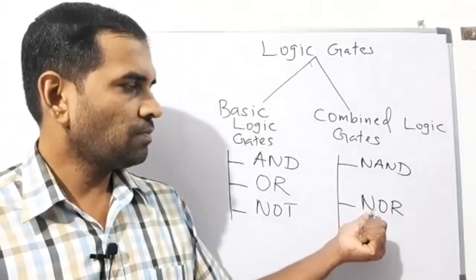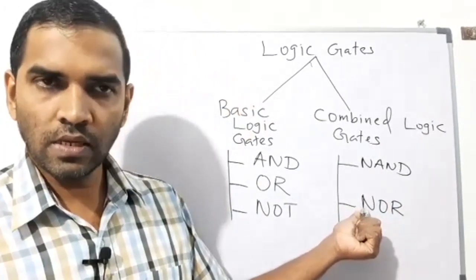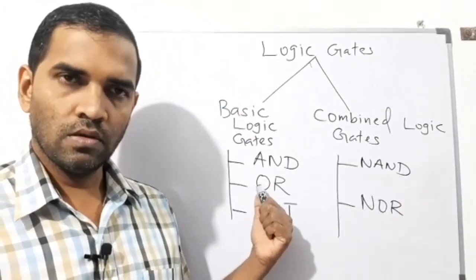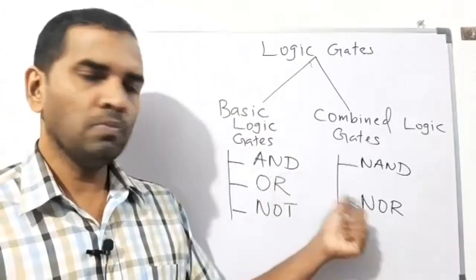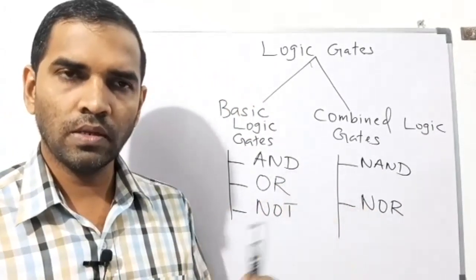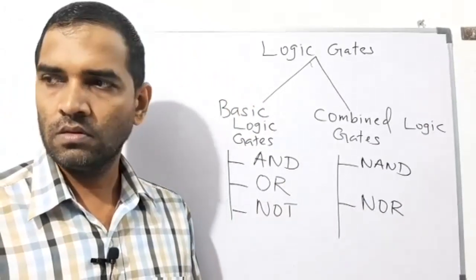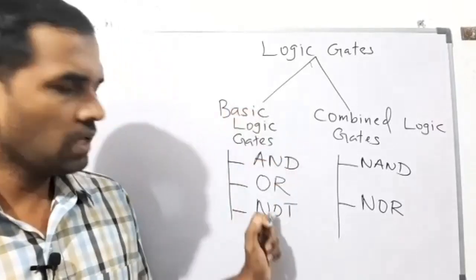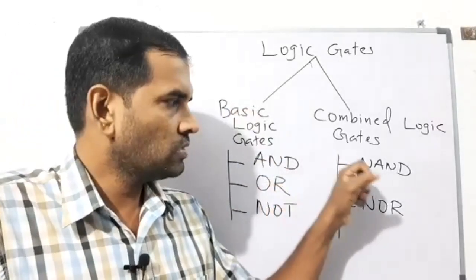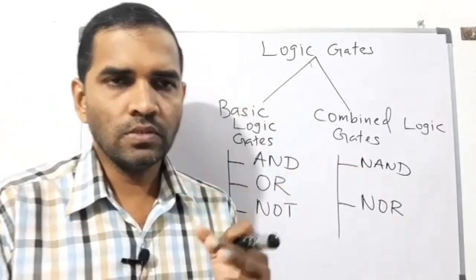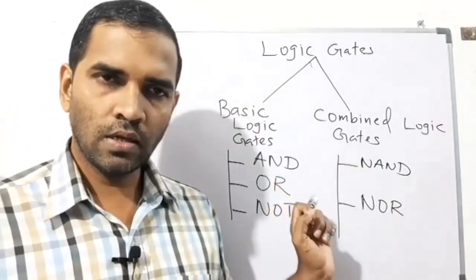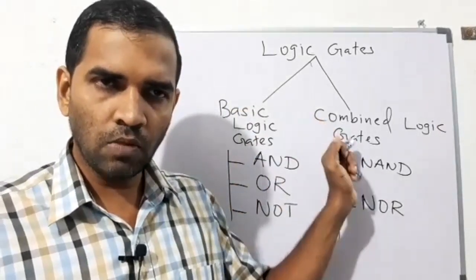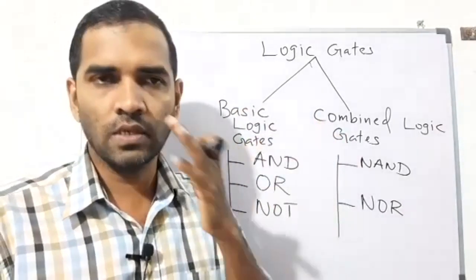Here also you can see the pattern: there is a letter N in front of the word OR. So these two may have a relationship or connection. I will explain. These three gates are called basic logic gates, and these two are called combined gates. First of all, before introducing these gates, I will tell you the reasons why these two gates are called combined and these three gates are called basic.